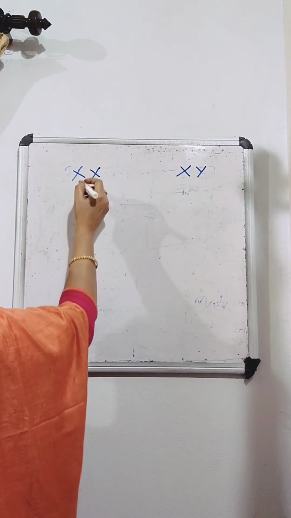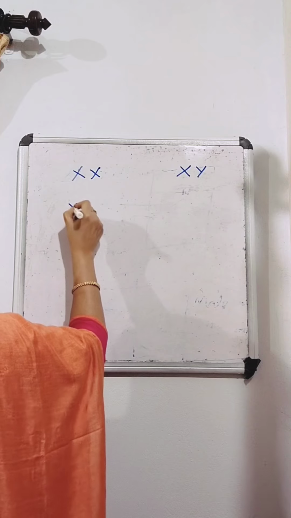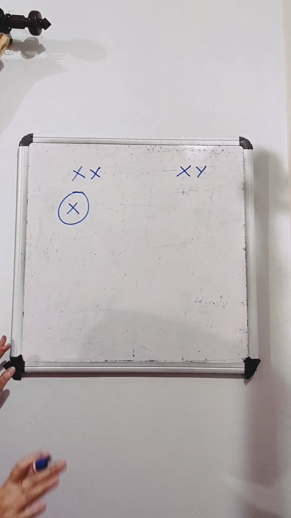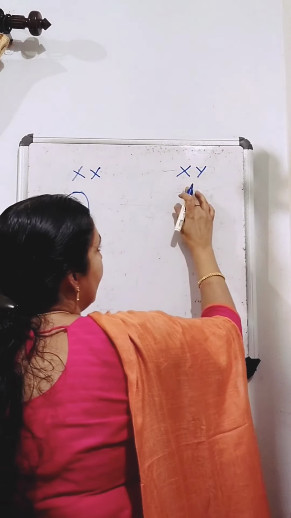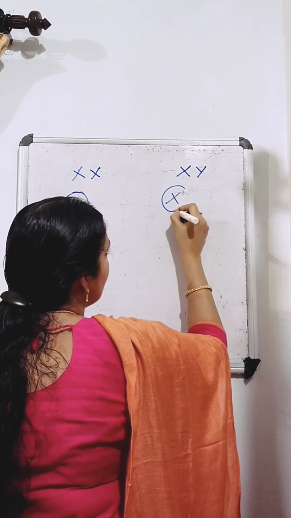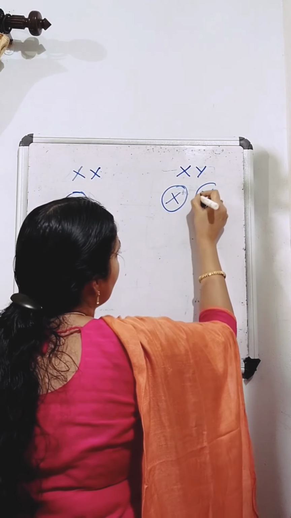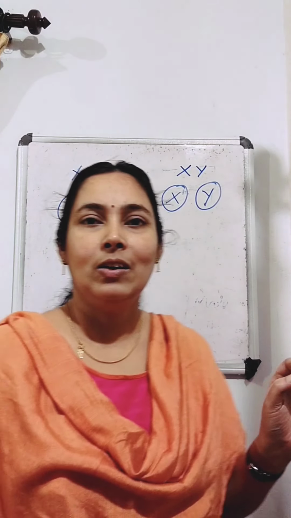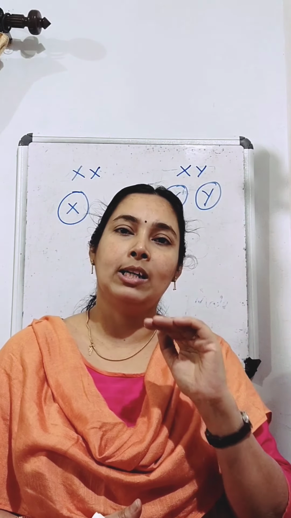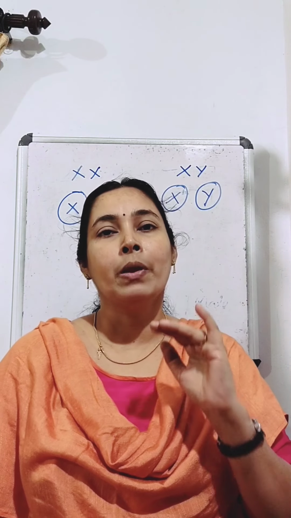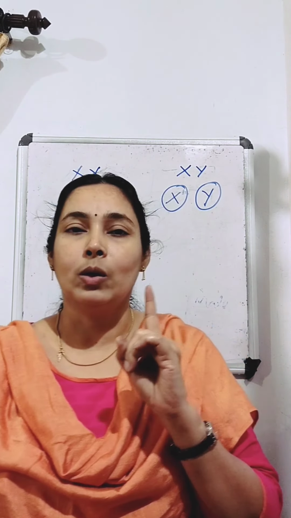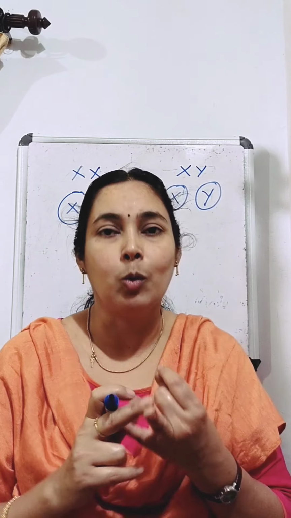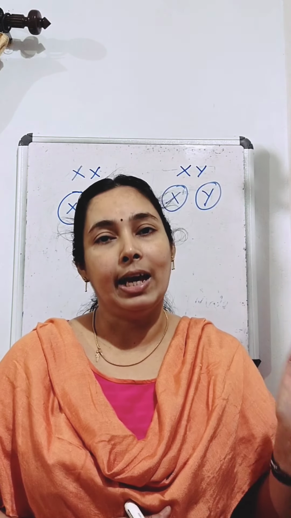So in female, both chromosomes are X. So all eggs will carry only X chromosome. But in male, 50% of the sperms will carry X chromosome and 50% of the sperms will carry Y chromosome. Just understand that. Okay, so in gametes, chromosomes are not in pairs. So in male, only one sex chromosome will be there. So in sperms, there will be Y chromosome or there will be X chromosome. But in ovum, all ova will have X chromosome.